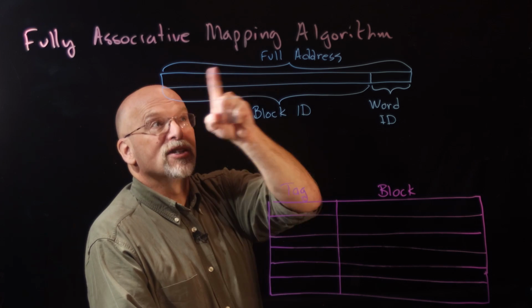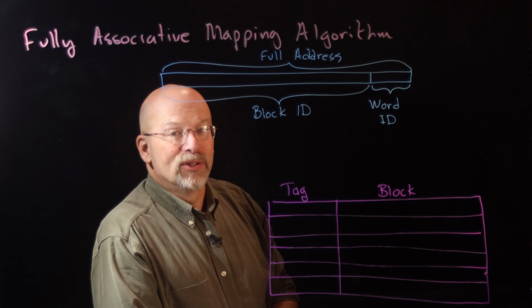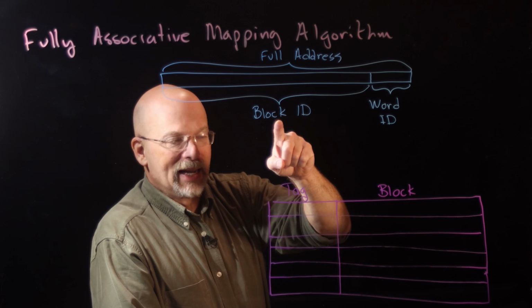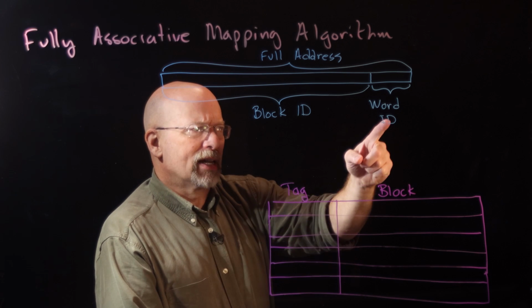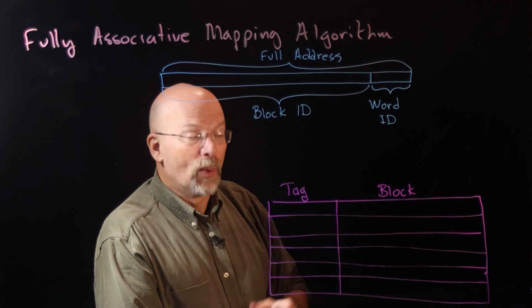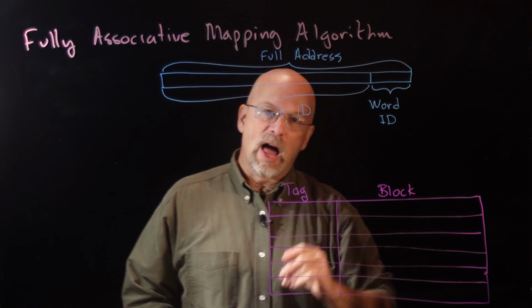Now, fully associative mapping, it's pretty easy. All you do is simply take the block ID and store it as the tag. Well, great. Well, what does that tell us about the word ID? Well, the word ID is used to figure out which element in the block it is.